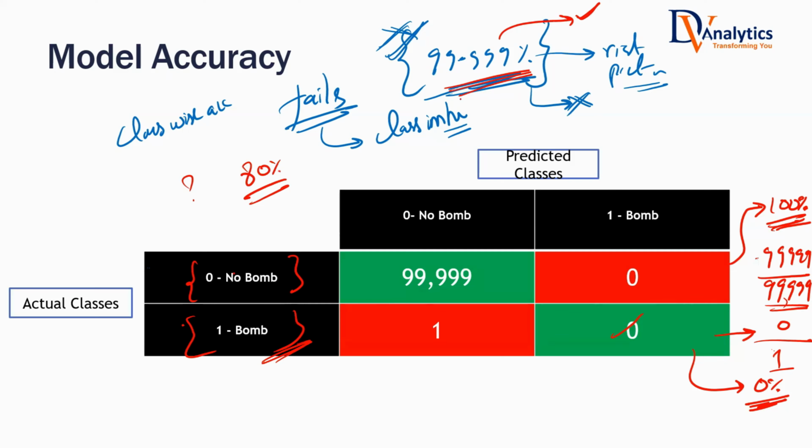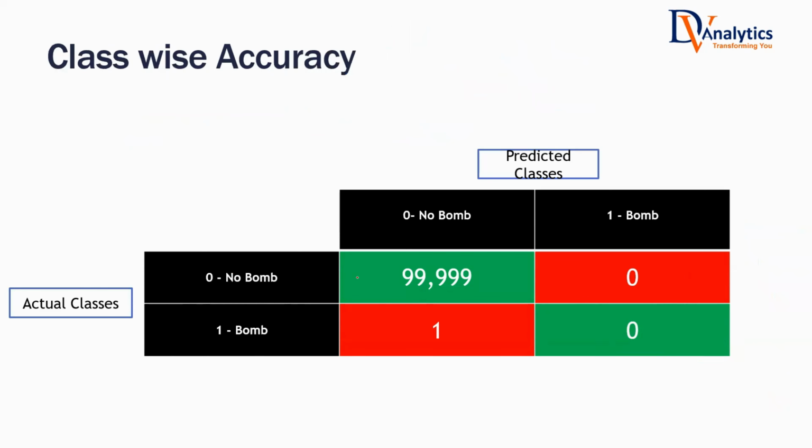In every scenario, you should not look at the overall accuracy. Overall accuracy is good only when there is balance between the classes. What do you mean by class imbalance? Class 0 is not the same as class 1 for me, or the importance is lying with one particular class. In that case, I have to go for class-wise accuracy.